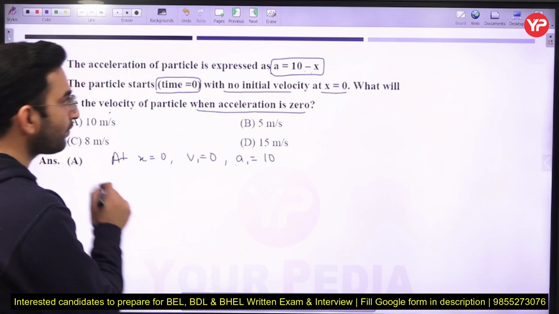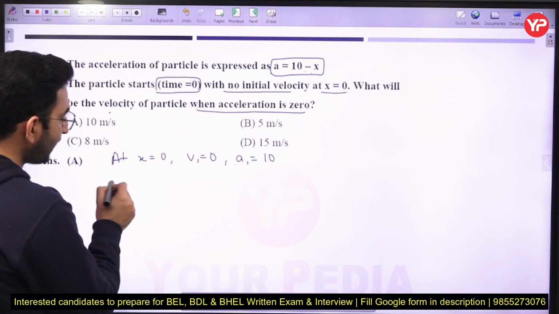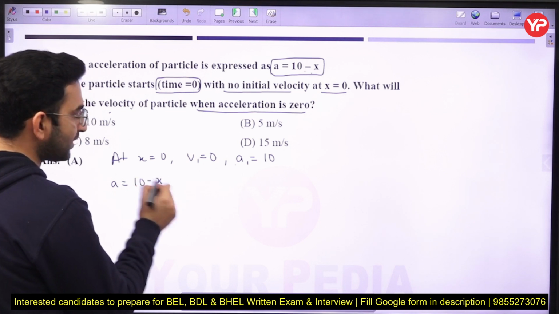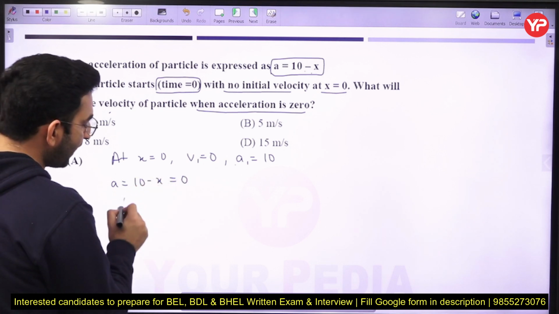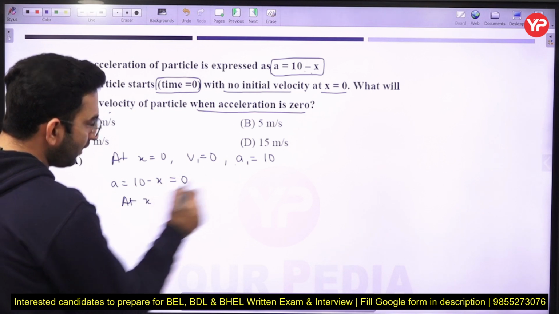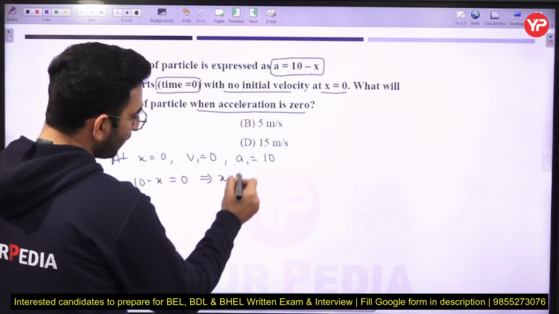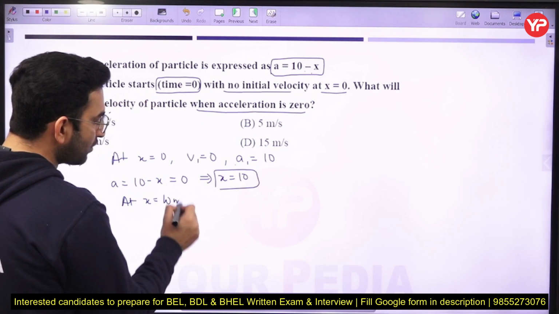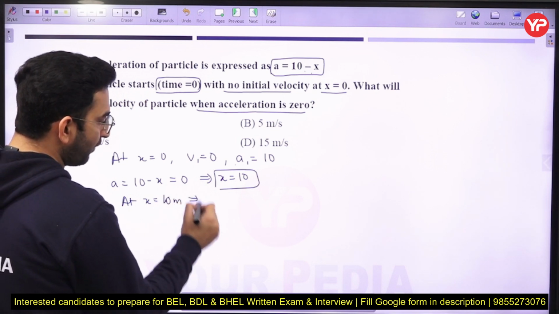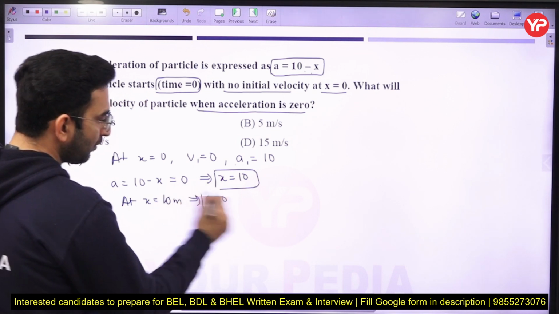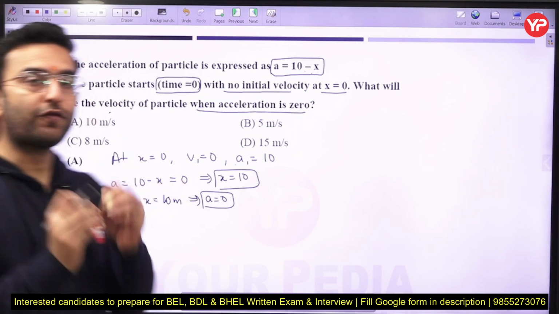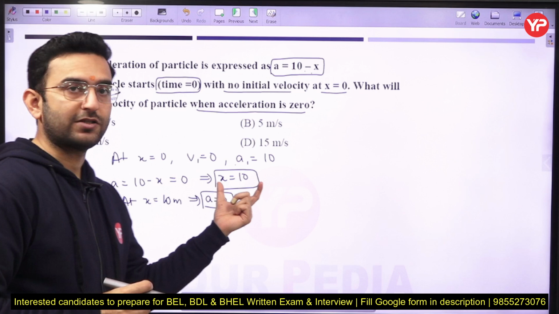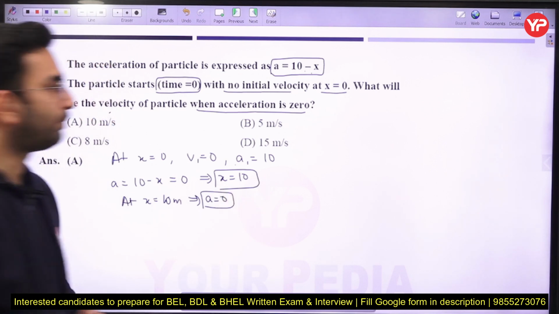So here you can see where the acceleration will be 0. Acceleration is given by 10 minus x and it has to be equal to 0. So we can say at x equal to 10 meter you are going to see the 0 acceleration value here. That means we have to find the velocity of the particle at 10 meter distance. So how do you proceed here?